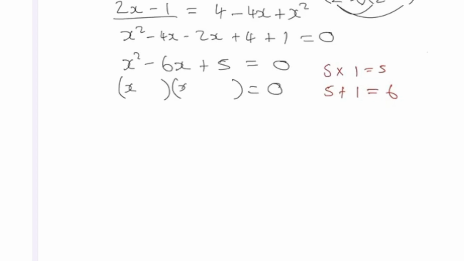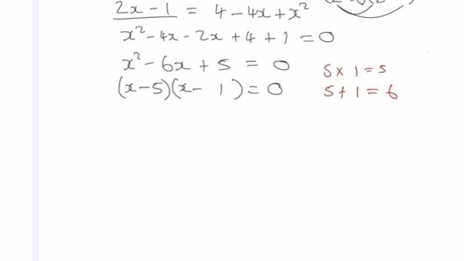Put your x and x to get x squared. Okay, and then we say the signs are the same and the signs are both negative. And then we just place 5 and 1. When you want to confirm it, just say minus 5 minus 1. It should give you minus 6. That's why the signs are the same and they're both negative.